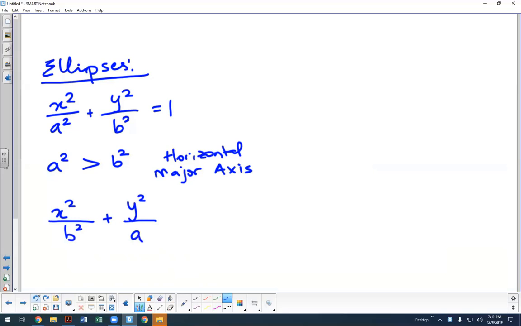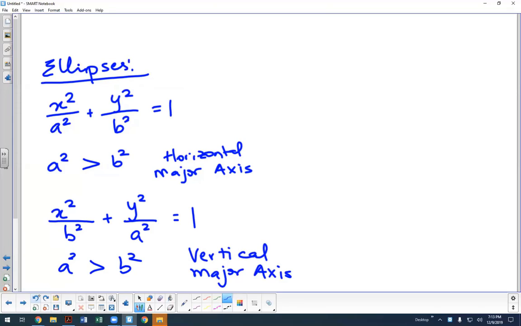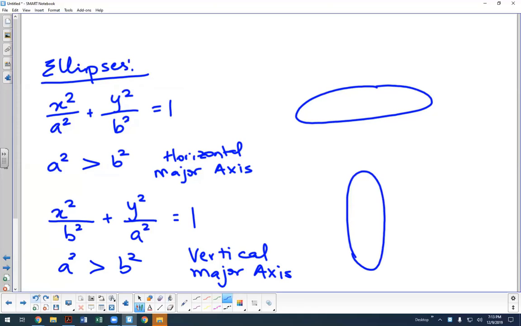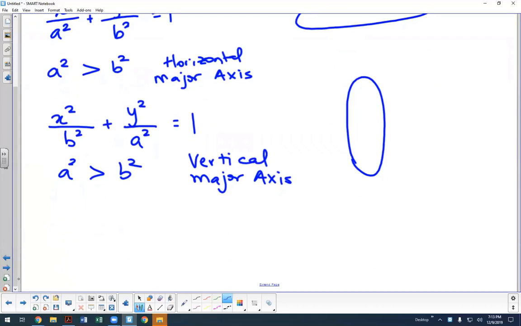But if we put the larger denominator under y, you have a vertical major axis. So this will basically be an ellipse that opens like this. This will be an ellipse that opens like this, okay? And the relationship between A, B, and C is going to be A squared equals B squared plus C squared, okay? That's for an ellipse.